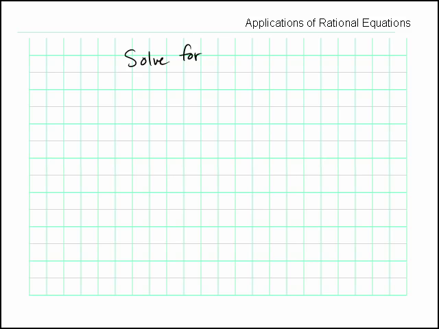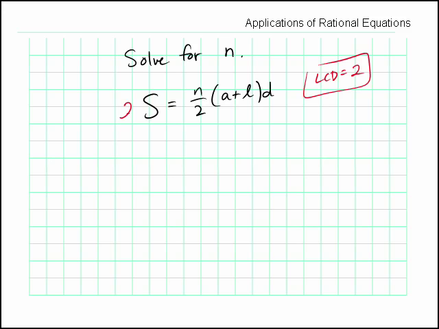Solve for n. We've got S equals n over 2 times a plus L times d. Okay, remember the first thing we want to do is eliminate the fractions. And the only denominator in there is a 2. So I'm going to have to multiply both sides by 2 first. So times 2 and times 2.